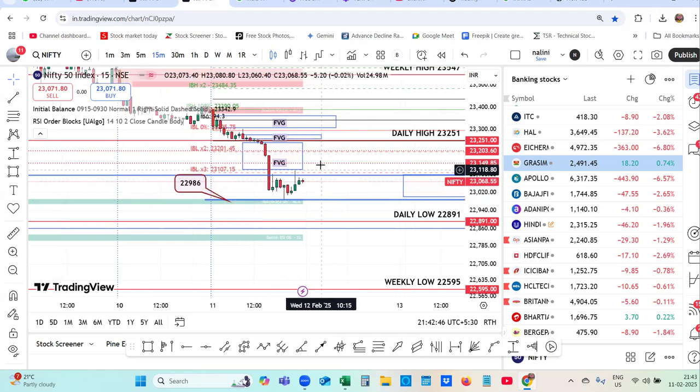Then the immediate resistance, you can see an order block plotted over here, at 23,387. Tomorrow, you have to see how the initial range, that is, the first hour range, is formed, whether the price is going to break above the range or below the range. You can comfortably and leisurely plan your trades without any hassles.